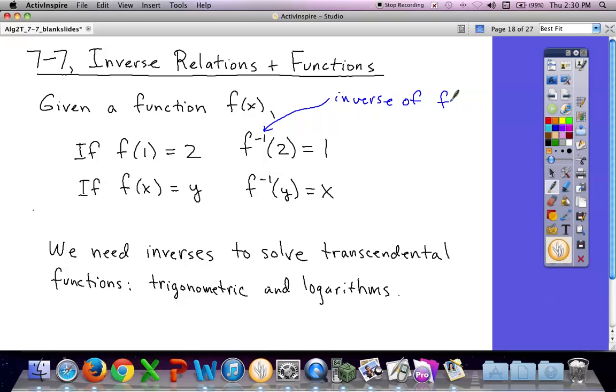So if it is the inverse, then it should be that f to the minus 1 of 2 equals 1. So f of 1 equals 2, f to the minus 1 of 2 equals 1. An inverse takes you right back to where you started from. Right. If f of x equals y, then f to the minus 1 of y equals x.